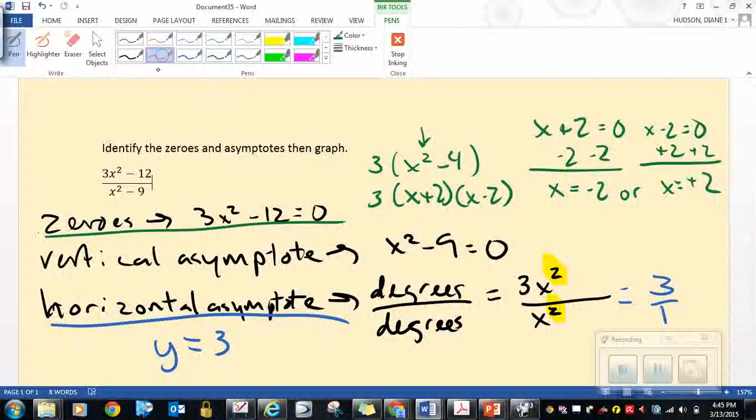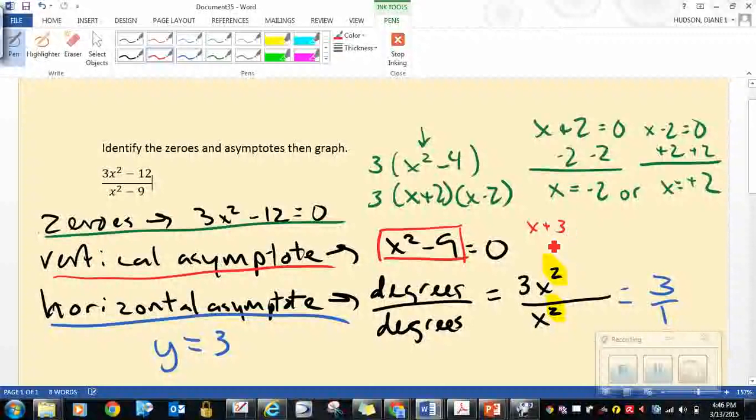And then my vertical asymptote is when my denominator equals 0. And this is also a difference of squares. So I have x plus 3 and x minus 3, which means I will have two vertical asymptotes. I'll have one at x equals positive 3 and one at x equals negative 3. And this all doesn't make any sense until we graph it.